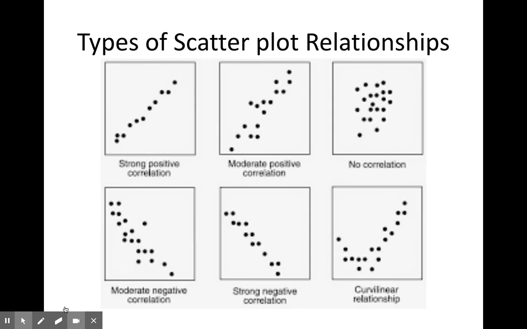How close are the data sets to the line? If they're very close to that imaginary line that you draw through the data, then it is a strong relationship. However, the farther that those data sets move away from the line, the less strong it becomes, a moderate relationship. There is such a thing as no correlation. If we don't see a pattern in the data set, then there isn't a relationship.